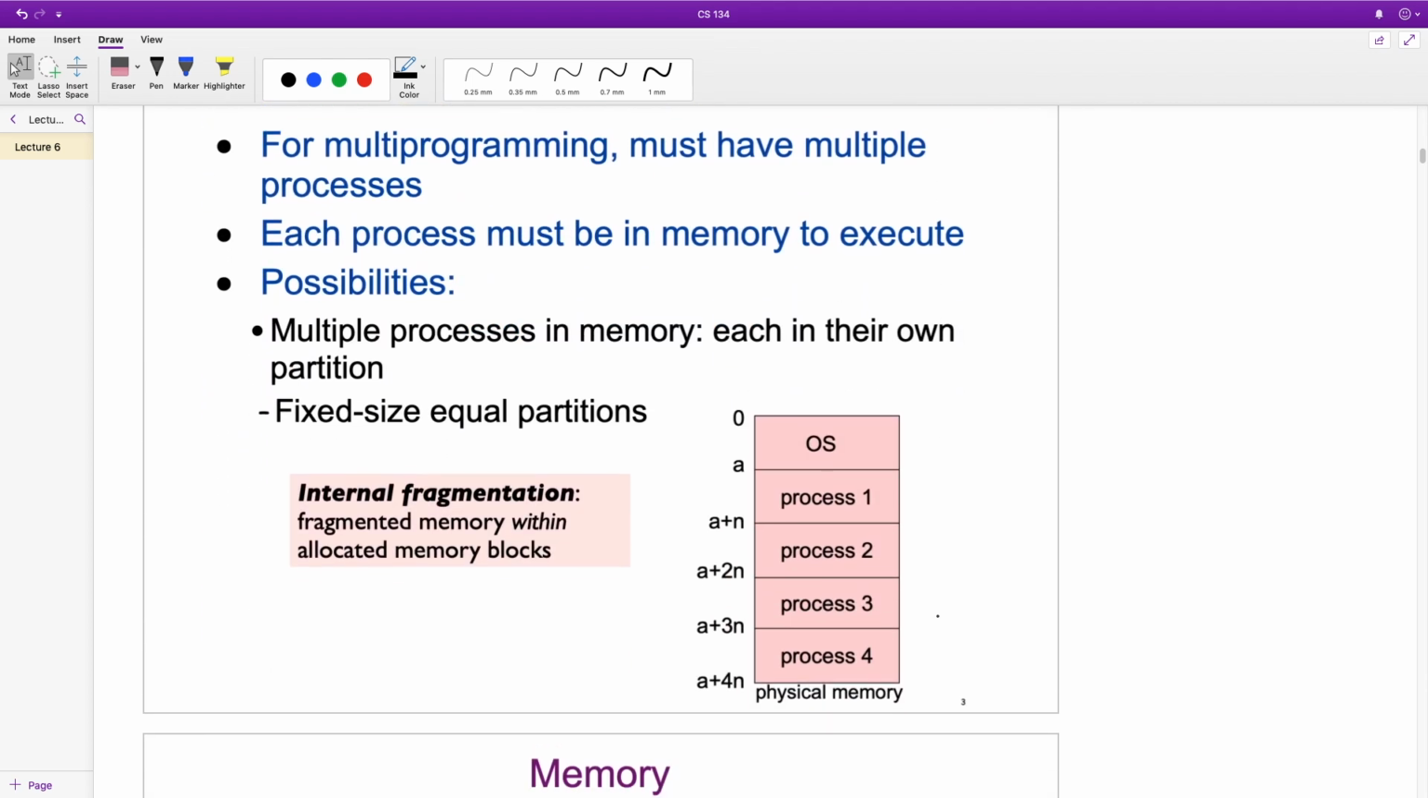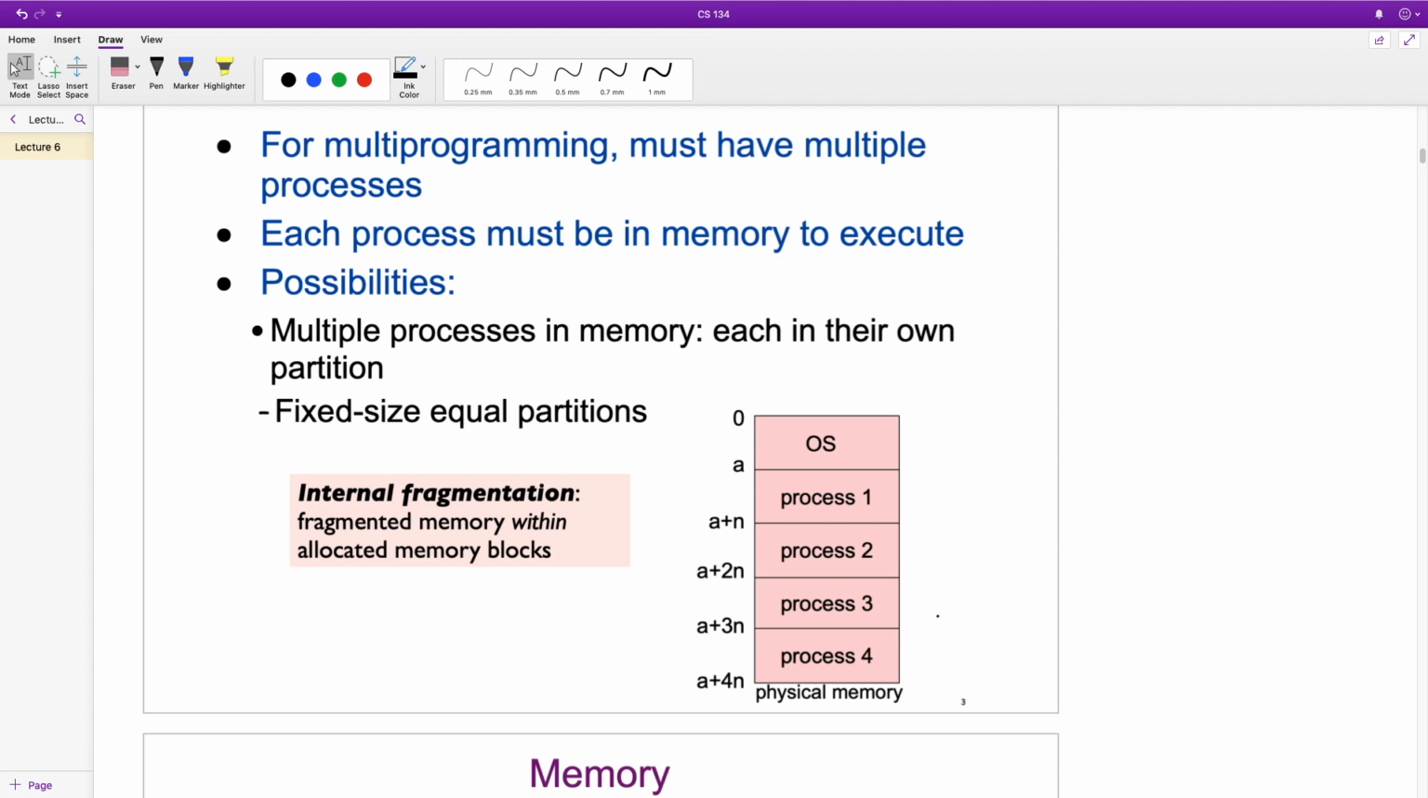Another possibility then is go ahead and put multiple processes in memory. And we'll do something simple to start with. We'll do fixed size partitions. So n is going to be the size of our partition, and every program is going to get n space for its code and its data and so on. And n has to be as big as the largest program that will run. Or another way to put it is if n is bigger than a particular program you want to run, you can't run it. Right? So that'll work.